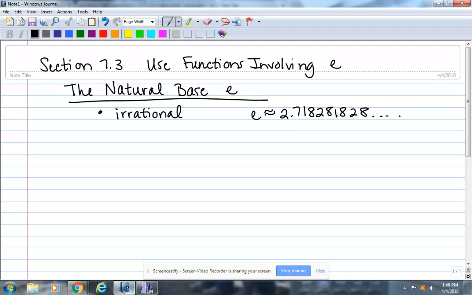It's German and it's spelled Euler, but I think it's pronounced Euler. And so that's why it's called e, because it was named after him. He came up with this number. And it's just a base, an exponent base. So we're going to start with doing some simplifying with e.